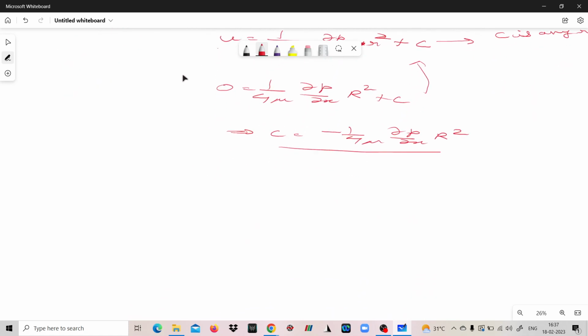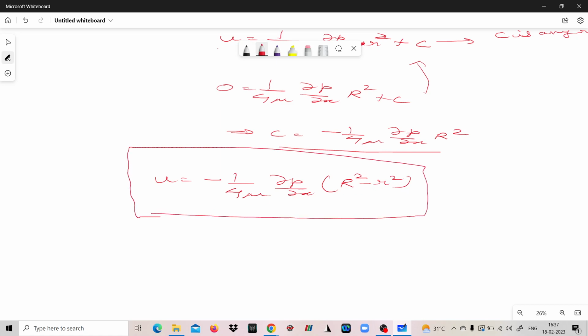You will get U is equal to minus 1 by 4 mu del P by del X (R square minus r square). Clear? So this is the variation of velocity u with r. Okay, now you can see that this variation is parabolic in nature. Why parabolic in nature? Sorry, this variation is parabolic in nature.